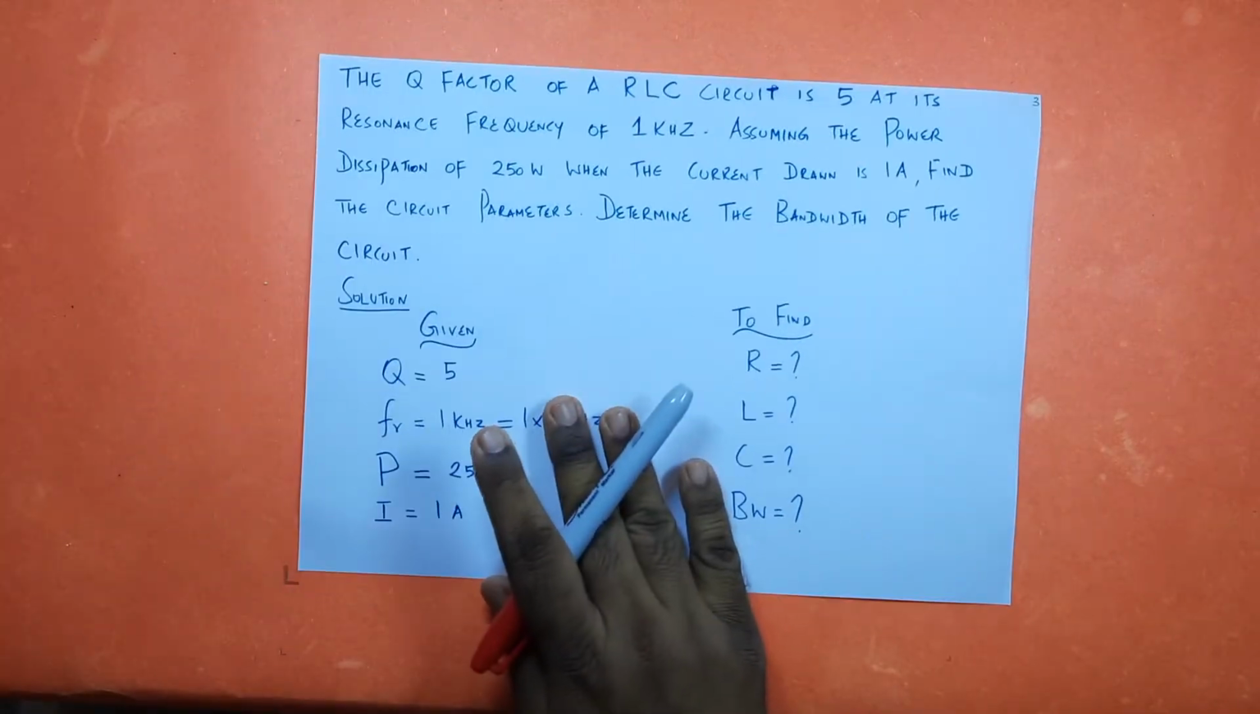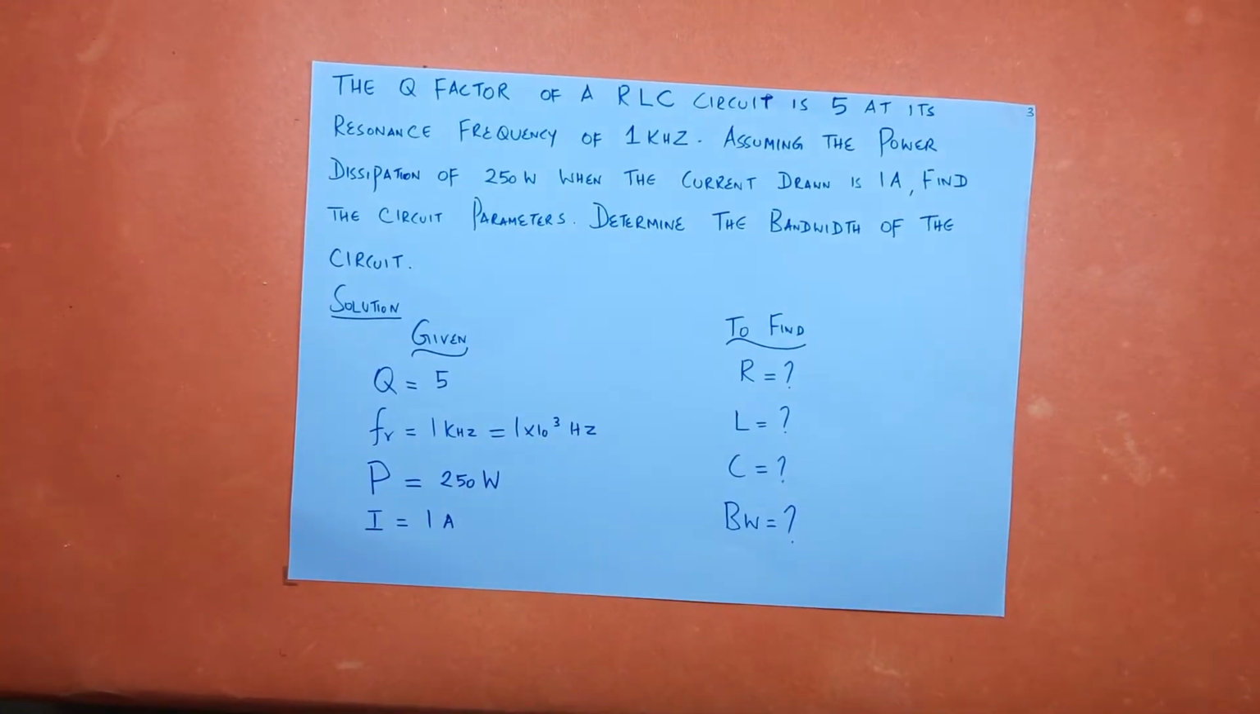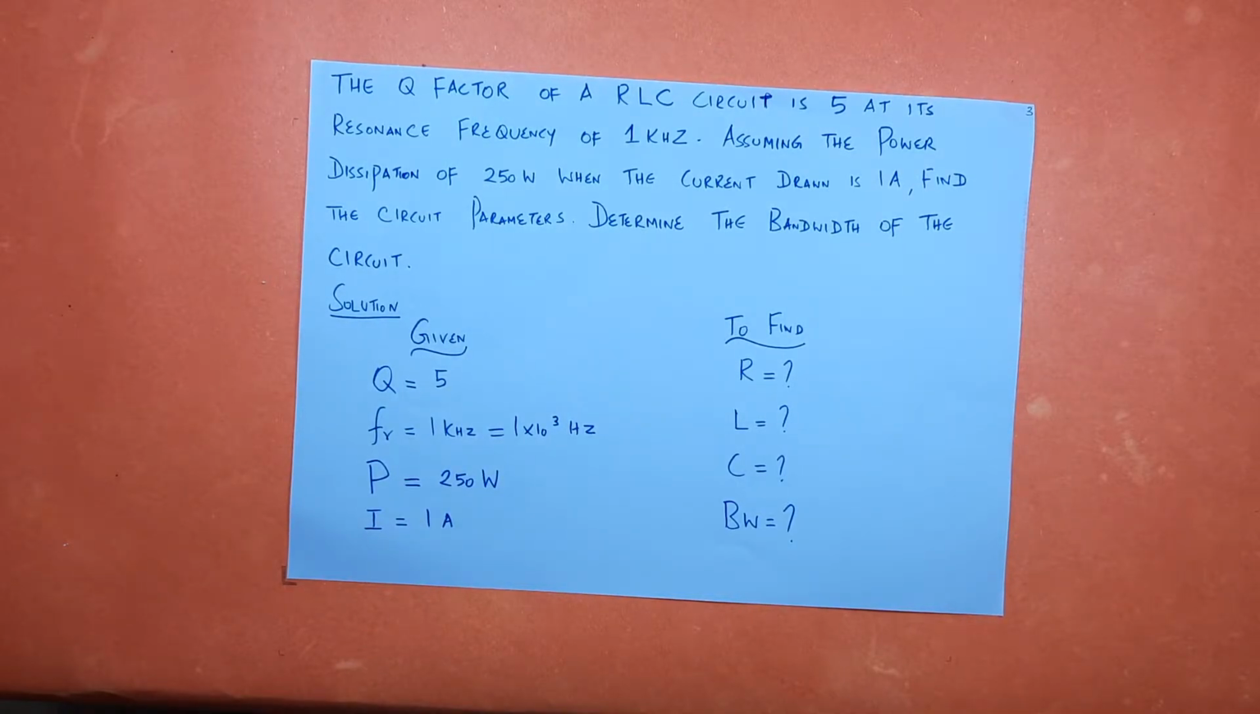It's a very simple problem. Next we shall go to this problem. I'll read out the problem for you. The Q factor of an RLC circuit is 5 at its resonance frequency of 1 kHz. Assuming the power dissipation of 250 watt when the current drawn is 1 ampere, find the circuit parameters. Determine the bandwidth of the circuit.